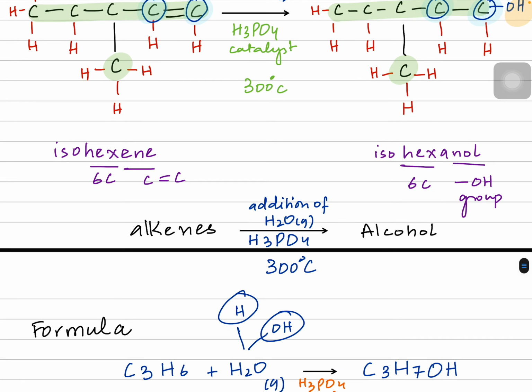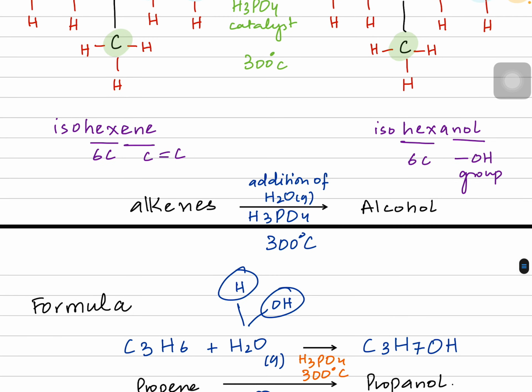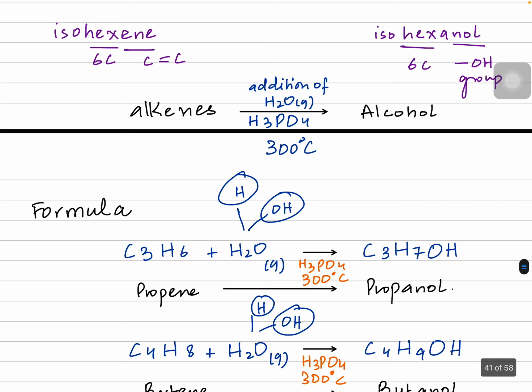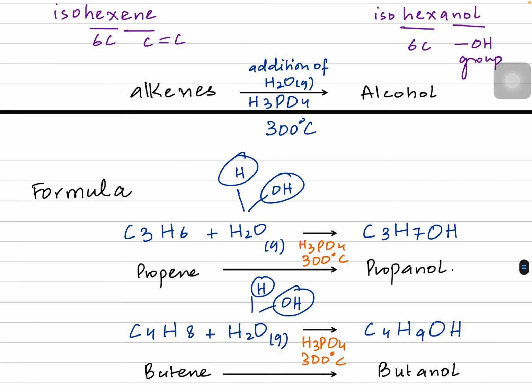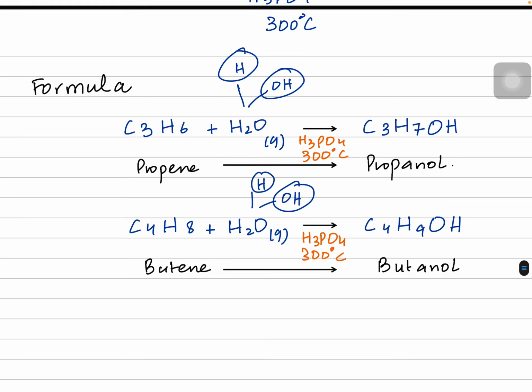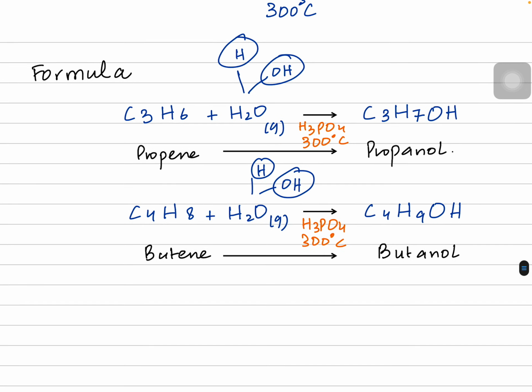We did see the fact that alkenes react with steam to make alcohol, because when a hydrocarbon gets an OH group, it's not a hydrocarbon anymore, it becomes an alcohol. For example, propene can make a propanol molecule by the addition of steam, butene can make a butanol, and so forth.